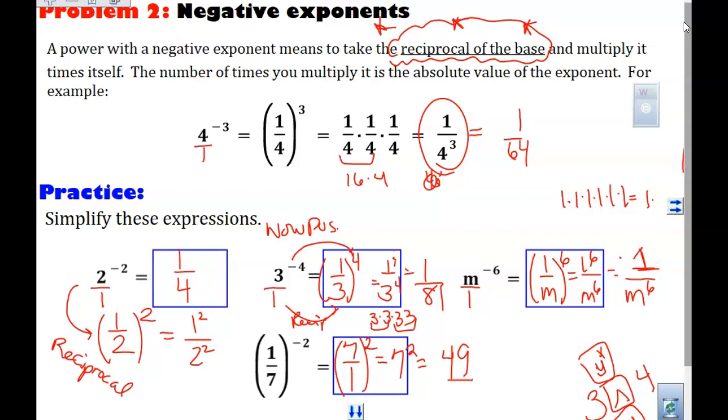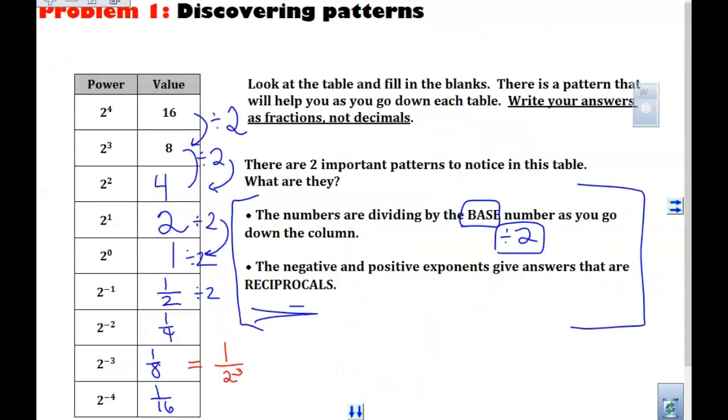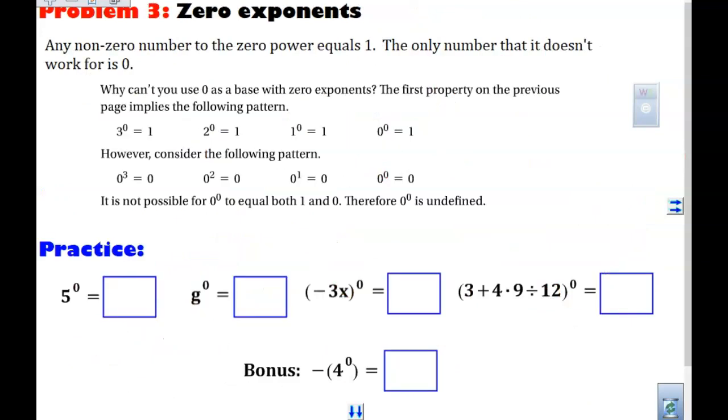Negative exponent, reciprocal, right? When we looked at this table, I don't know what your prediction at the beginning was, but anything to the 0 power, if you remember, we read one of them the other day as we looked at our ELOs, and it said anything to the 0 power is always equal to 1. Anything to the 0 is 1. And that is one of the properties that we want to take a look at here. It says any non-zero number or variable to the power of 0 equals 1. The only number that doesn't work for is 0.